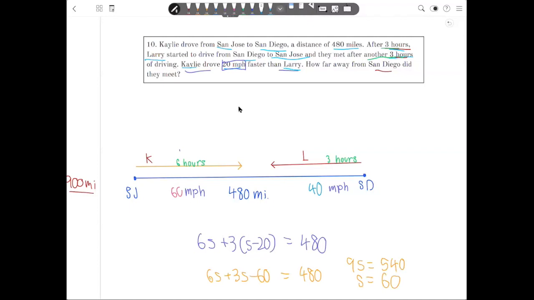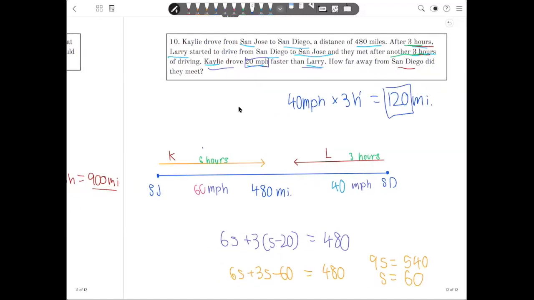So how far from San Diego did they meet? Well, we know Larry is going to drive at 40 miles per hour for 3 hours, which is going to be 120 miles. Any questions on this problem?